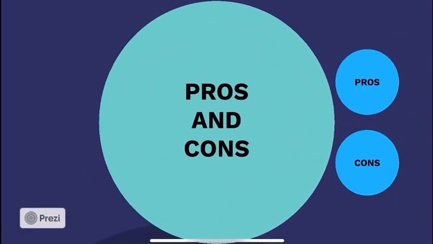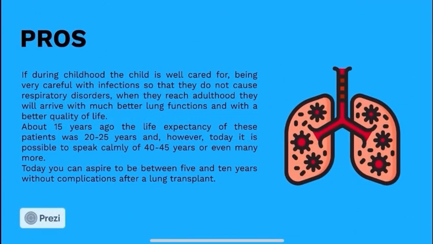Pros and cons. Pros. If during childhood the child is well cared for, being very careful with infections so that they do not cause respiratory disorder, when they reach adulthood, they will arrive with much better lung function and with a better quality of life. About 15 years ago, the life expectancy of this patient was 20 years, however, today it is possible to speak commonly of 40 to 45 years, even many more. Today, you can aspire to be between 5 and 10 years with complications after a lung transplant.